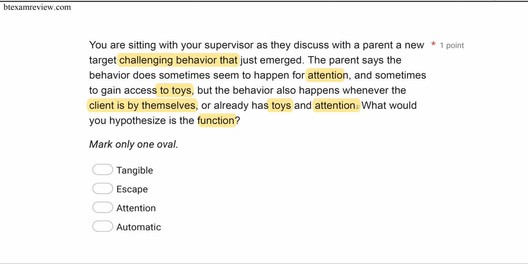Now, you want to be very careful about that, and you're obviously going to be talking with your supervisor about function, but you want to be very careful about attributing behavior to an automatic function all the time. But in this case, automatic seems likely because the behavior is happening all the time. Whether the client has attention and toys or not, whether they're alone or not, it's just happening constantly. So, tangible, maybe, but it's also happening for attention, but it's also happening when they have tangibles and attention and alone. So, we would hypothesize the function would likely be automatic.